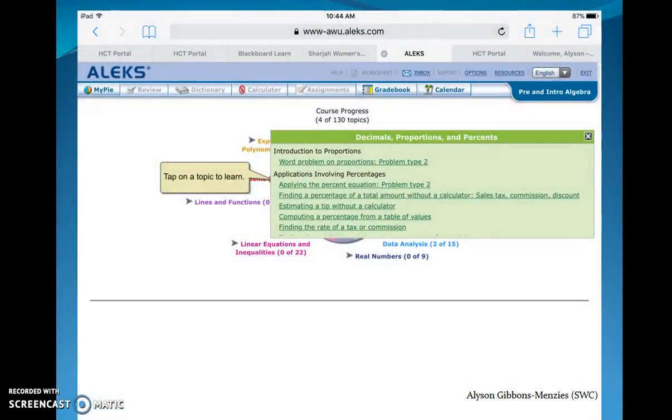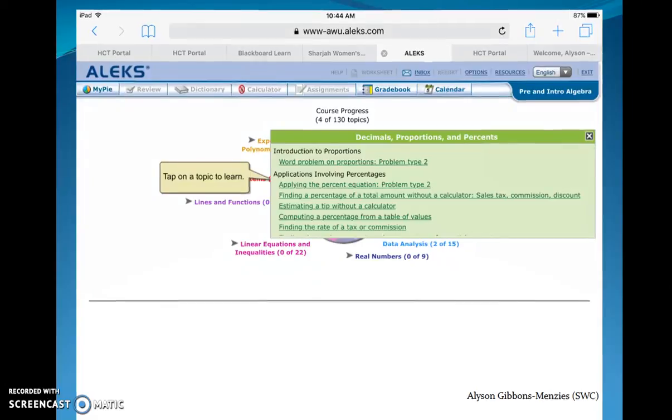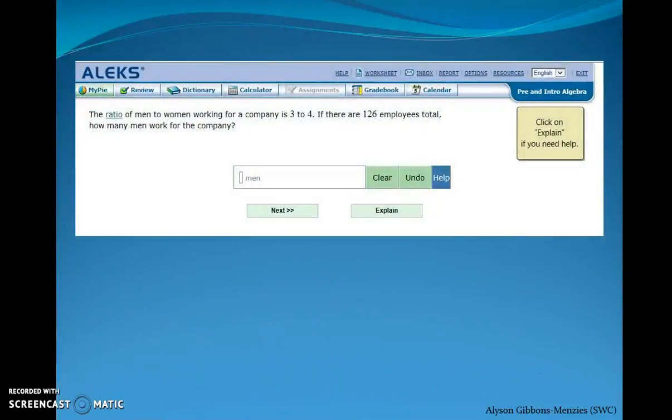It's best to start with the topics at the top because they are easier. So let's click on Word Problems on Proportion, Problem Type 2. You will be given a problem to solve. If you know how to find the answer, enter it into the answer box and then click on Next. If you're not sure how to answer the question, you can click on Explain and Aleks will teach you.